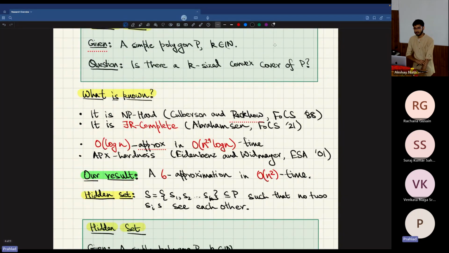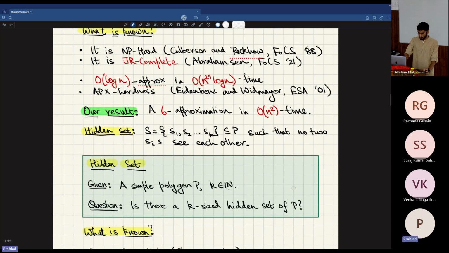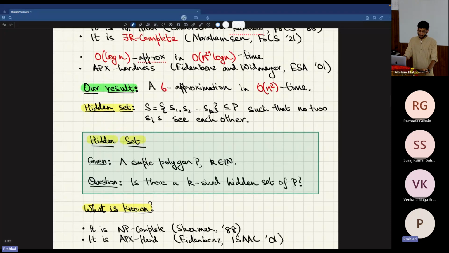We also study the dual, and it becomes crucial to study the dual at the same time, which is called hidden set. Again, a very nice and easy to state problem. You have a simple polygon P, and what you need to do is to hide as many points as you can in it. So give me a set S of k many points such that no two of them see each other. If you just want to state it, this is how it is: you have a simple polygon, a natural number k, and is there a k-sized hidden set of the polygon P?